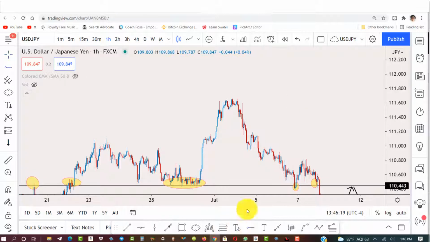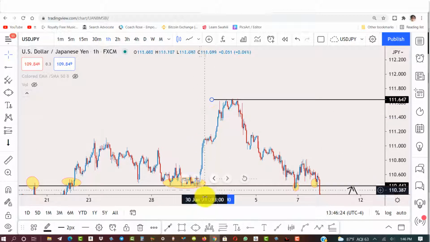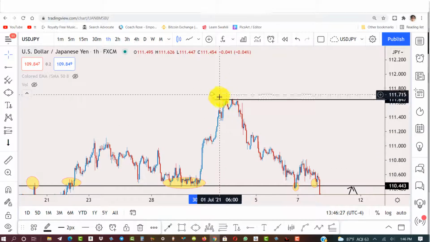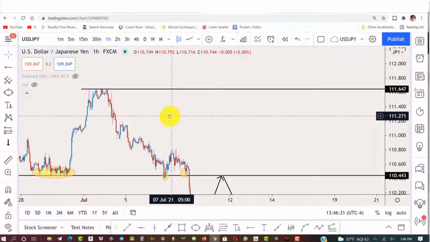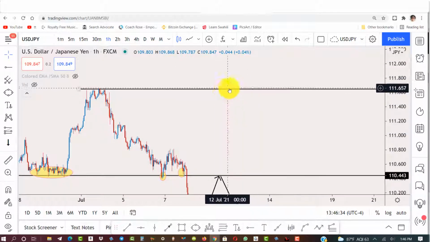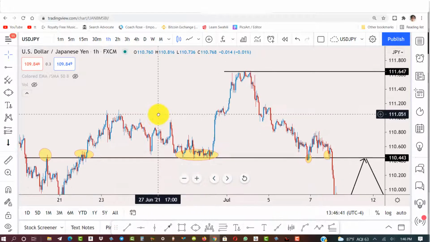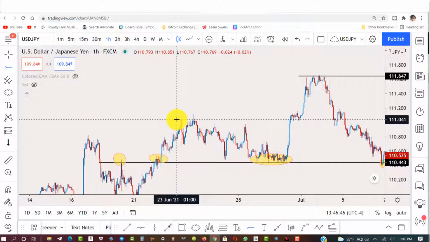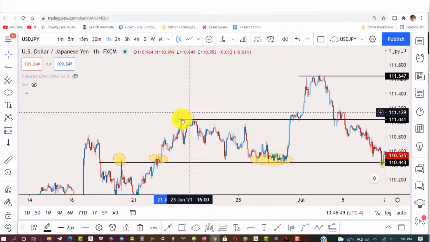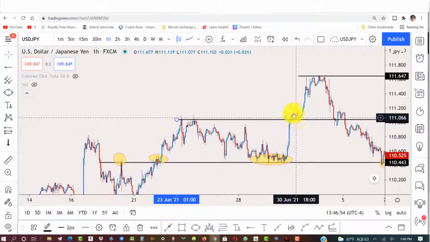Over here you have another resistance. You can see price got there, and all this move was stopped right here. It couldn't break through, couldn't break through. So you expect in future when price comes over here, it will halt and go back down, or maybe range for some time before it can eventually break. Same over here. Price got here, that's resistance, went down, came back, went down. But eventually it broke that area.